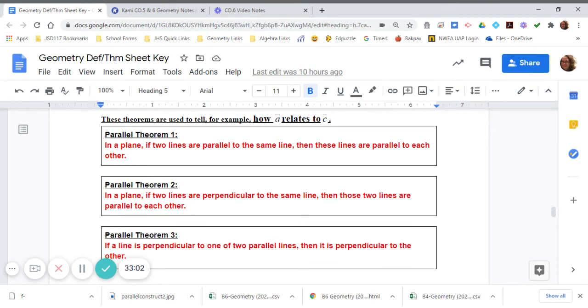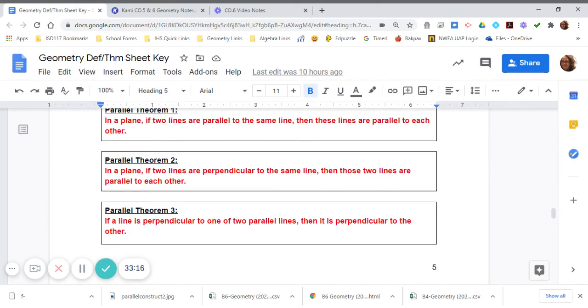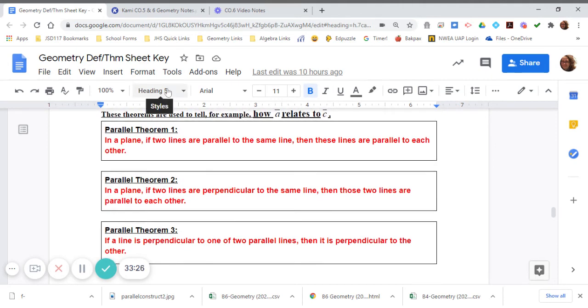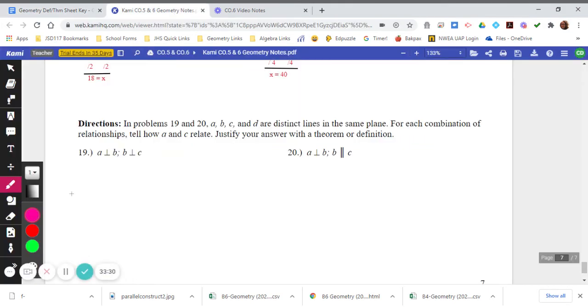So here, parallel theorem 1 says in a plane, if two lines are parallel to the same line, then they have to be parallel to each other. In a plane, if two lines are perpendicular to the same line, then they have to be parallel to each other. And if a line is perpendicular to one of two parallel lines, it has to be perpendicular to the other. So we're going to go ahead and see if we can make sense of what those just said.